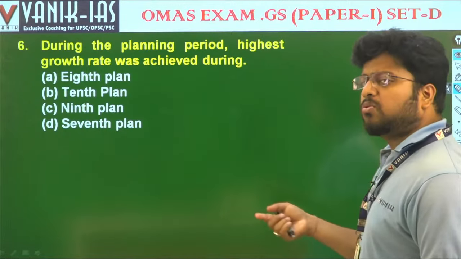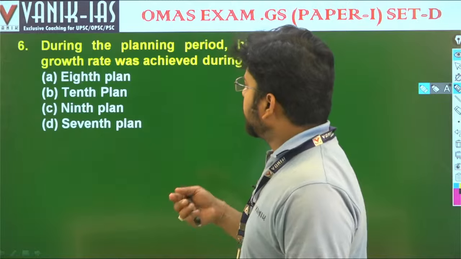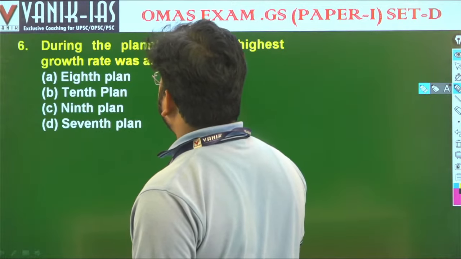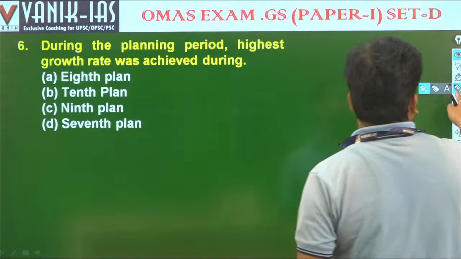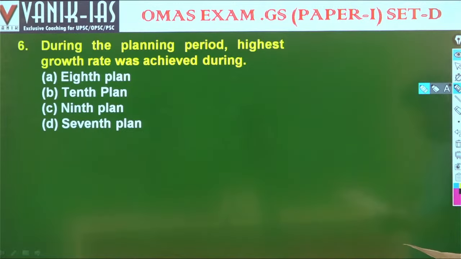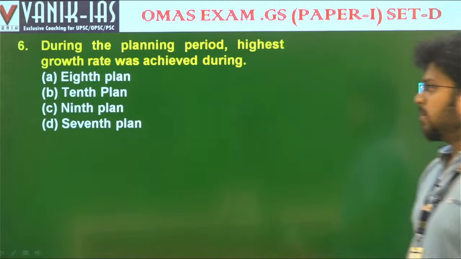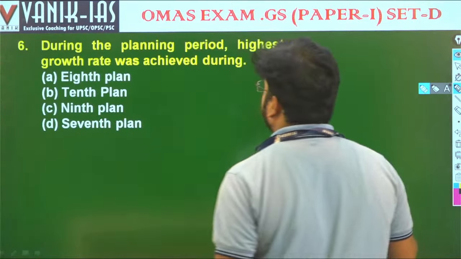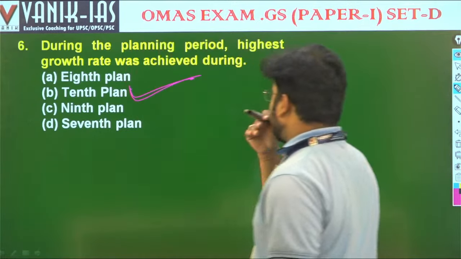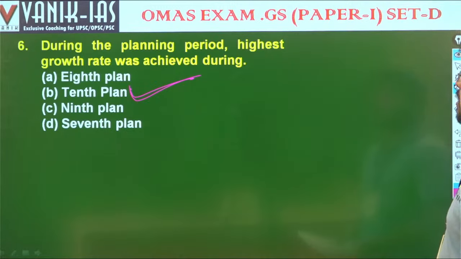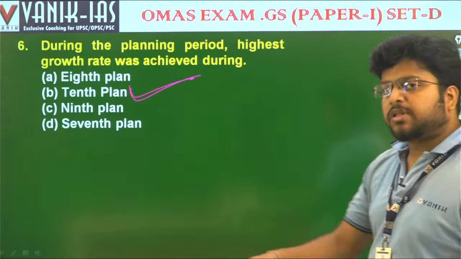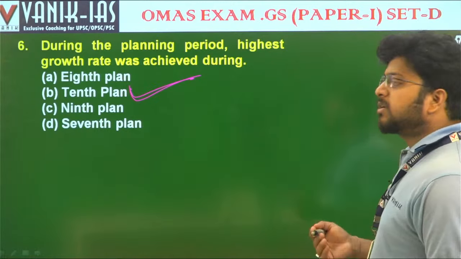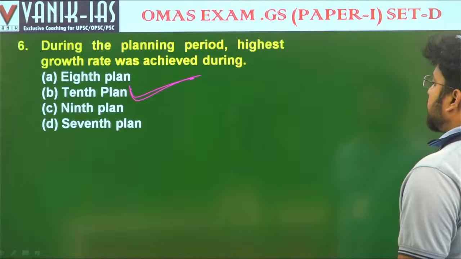We'll see how, just by logic, some questions can be solved, and just by analysis. During the planning period, the highest growth rate was achieved during what? The highest growth rate was achieved during the UPA 2 regime, when Manmohan Singh was the Prime Minister, that is the 10th plan. After that the world economic crisis happened and the growth went down again. Around 9 to 10% growth was achieved in that period. 10th plan. So B is the answer.